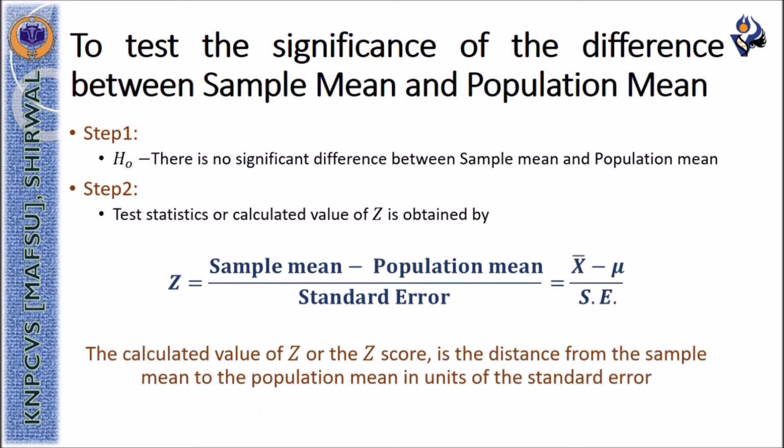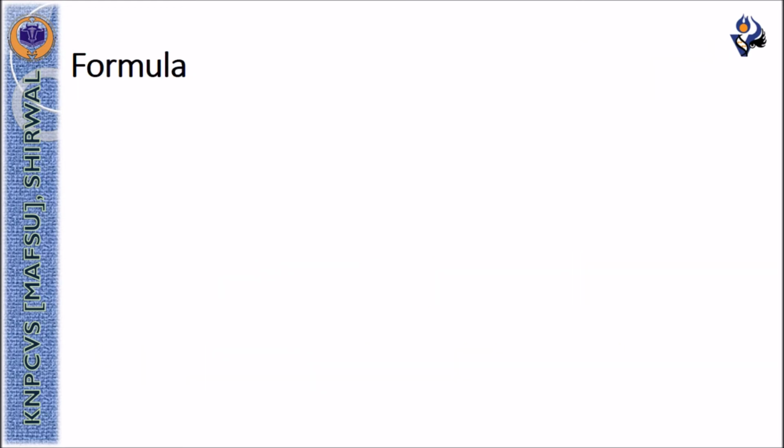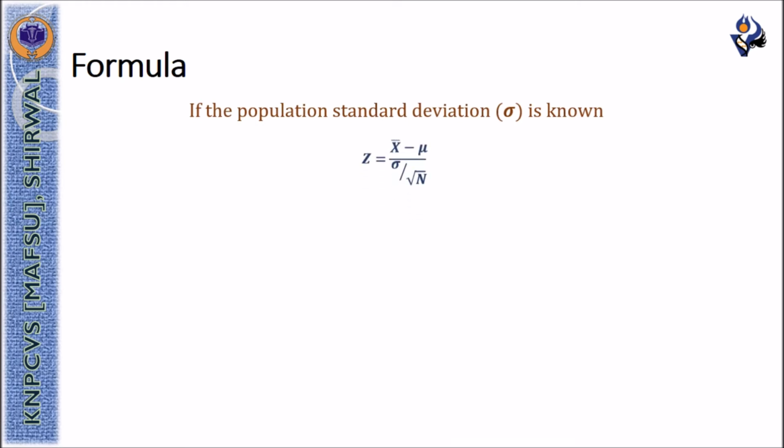The calculated value of z, known as z-score, is the distance from the sample mean to the population mean in units of the standard error. Now, if we know the population standard deviation, the formula takes the shape of x bar minus mu divided by standard deviation divided by under root capital N.